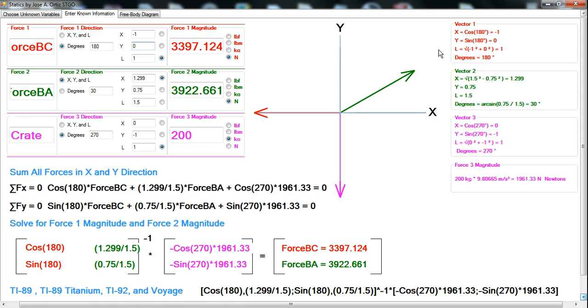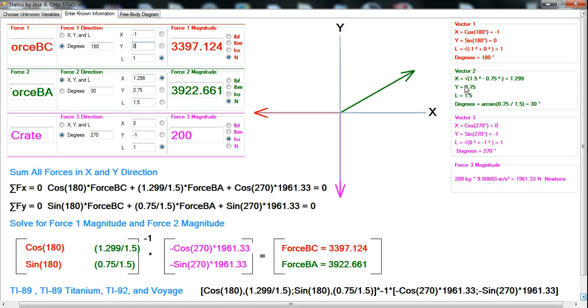So for force 1, it is given as 180 degrees. If you wanted to resolve it into components, you have cosine of 180 is -1, sine of 180 is 0. So the y component of this force here is going to be 0, and then unit length 1.